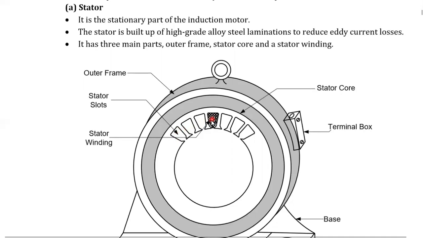In the slots of this stator core, the winding is placed. This is called the stator winding. Understood? That winding is called a three-phase winding. Because of the three-phase winding, a rotating magnetic field is developed in this stator.